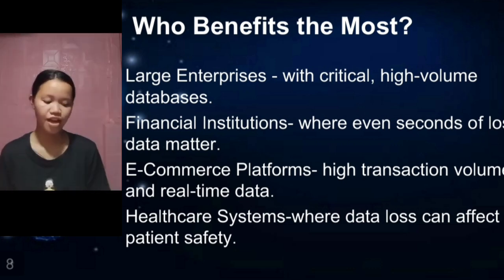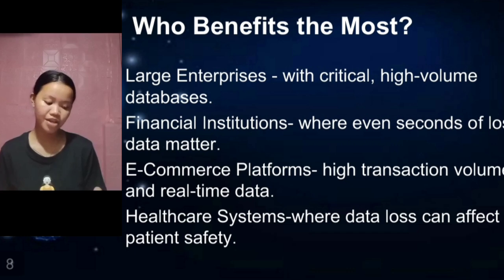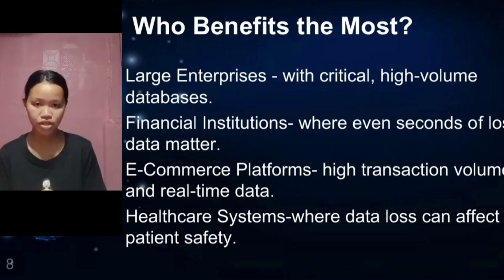Second is financial institutions, where even seconds of lost data matter. For example, a bank processes thousands of transactions per second. If their system failed and lost even 10 seconds of data, some customers may not see their deposits or withdrawals or payment card choices. Third, e-commerce platforms, with high transaction volume and real-time data.